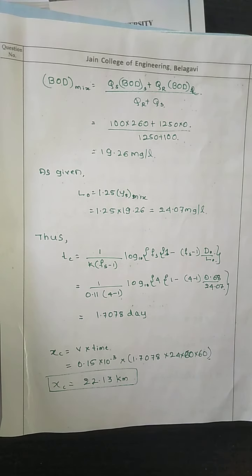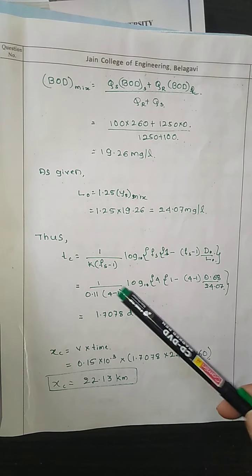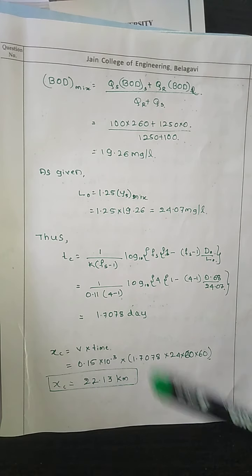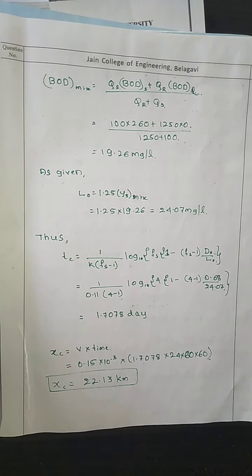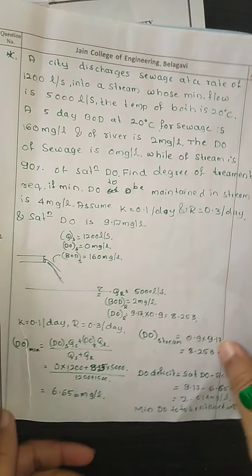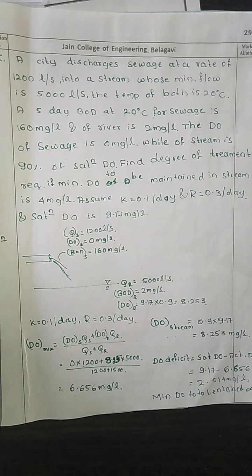So this is how we can determine where it has reached the critical DO deficit, and the time required. Without the time, we cannot get this particular value. So we should remember that Xc formula also, in order to find where it has reached the critical DO deficit. Now we will solve one more problem on the same methodology.